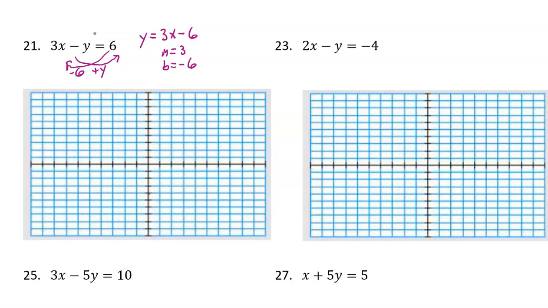1, 2, 3, 4, 5, 6. There's -6. Now, what does it mean that the slope is 3? What is that as a ratio? That's 3 over 1. That's up 3 and right 1. 1, 2, 3 over 1.